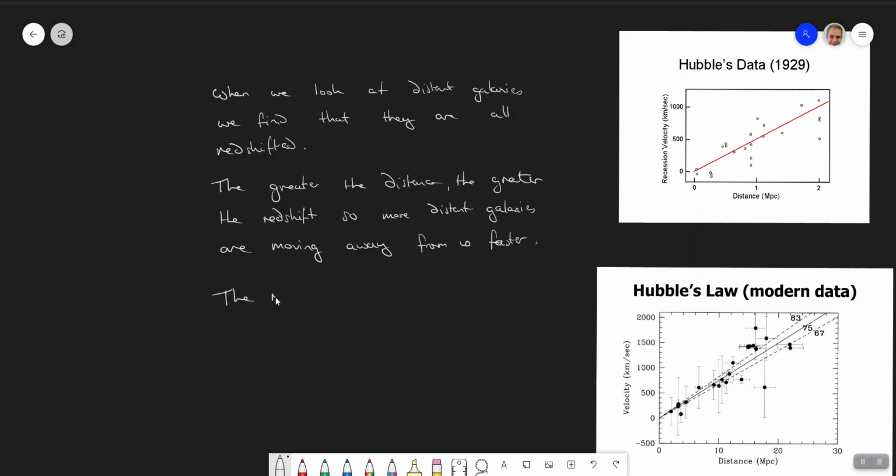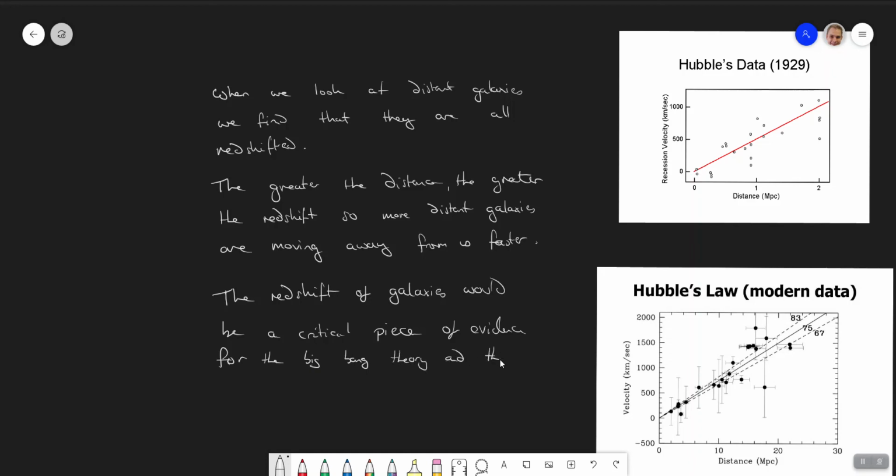So the redshift of galaxies would not prove, but be a critical piece of evidence for the Big Bang theory and the expanding universe.